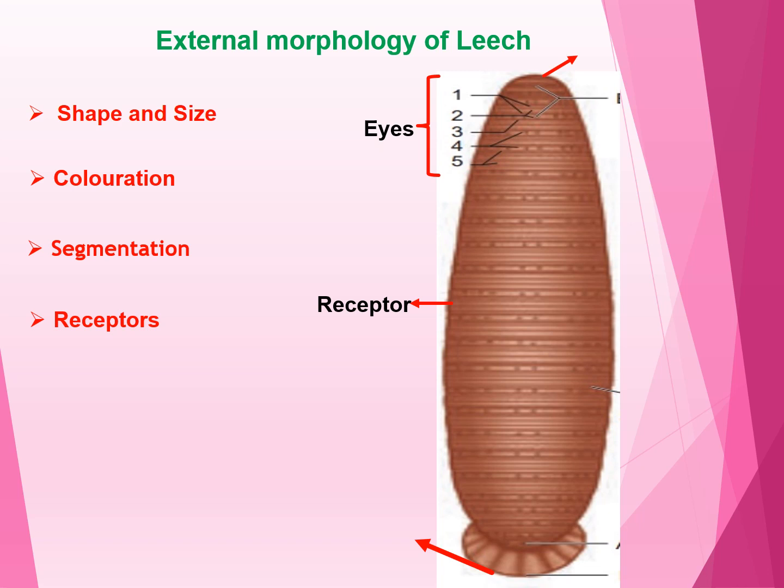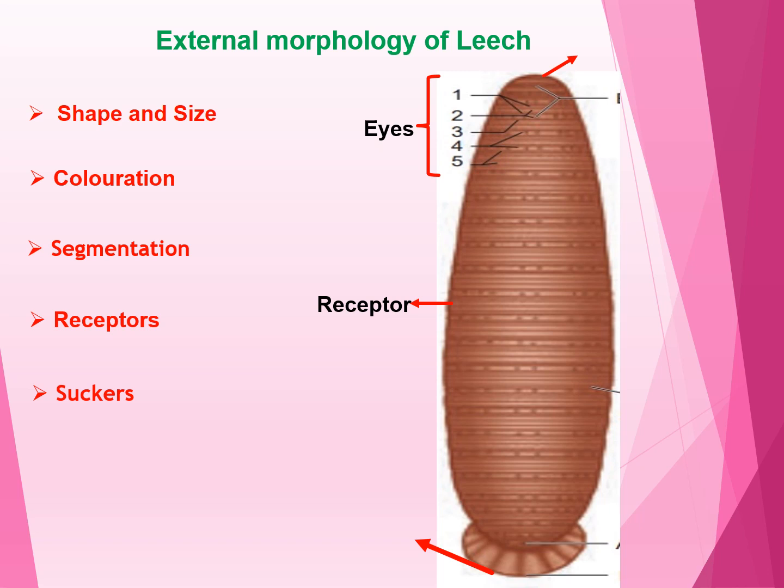The first annulus is called the annular segmental receptor. Next is the sucker. The leech has 2 suckers. They are located at the anterior end and the posterior end.